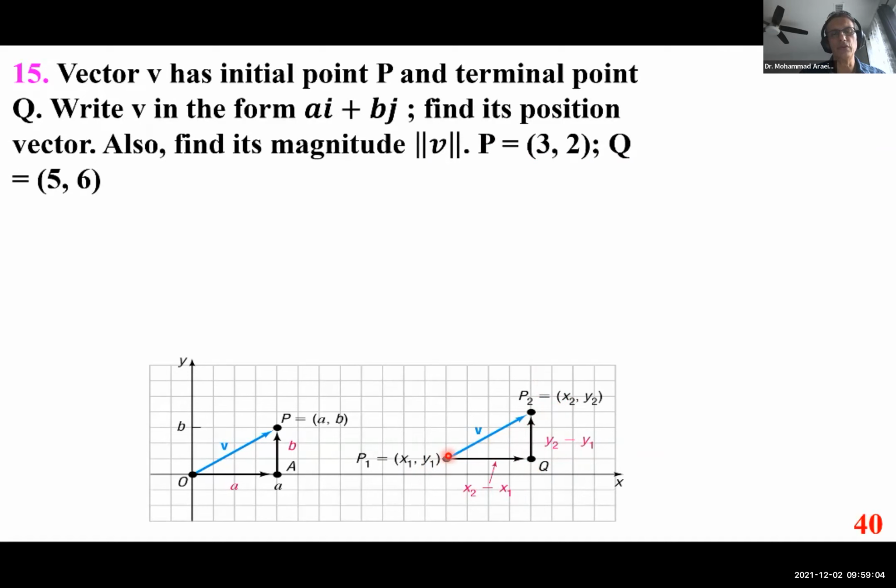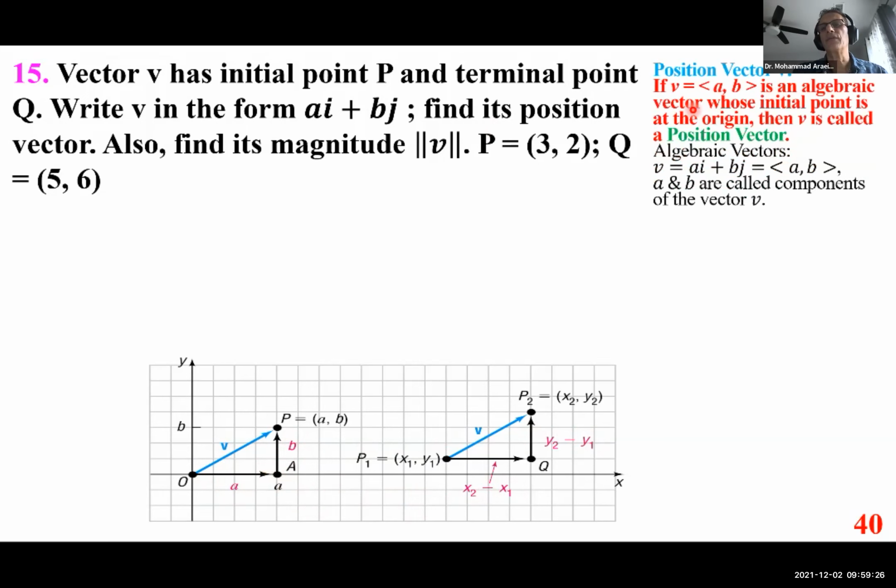And if you move this initial point to the origin, in other words, in this case, x sub 2 minus x sub 1 is A, y sub 2 minus y sub 1 is B, then this is called the position vector. All right, position vector V. If V has coordinates AB, an algebraic vector whose initial point is at the origin, then V is called a position vector, as I mentioned here.